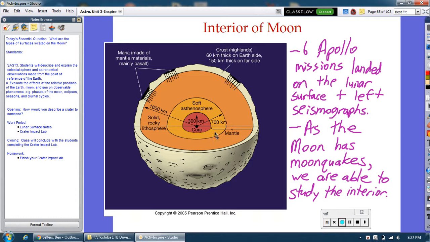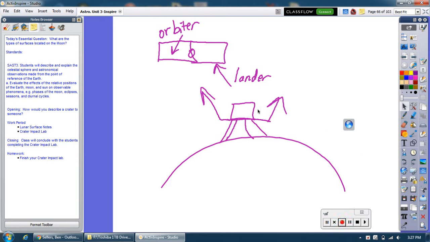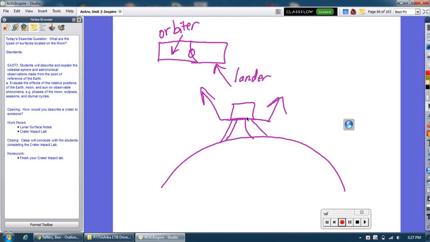Now this paints a map of something like this. It's mostly rocky. The asthenosphere is a warmer layer of the mantle, if you will. And this is all solid here, and there's a core region here. This is my idea of the lander, and this blasts off. I showed a video in class. This blasts off and regains the orbit or reconnects with the orbiter, leaving the legs behind.